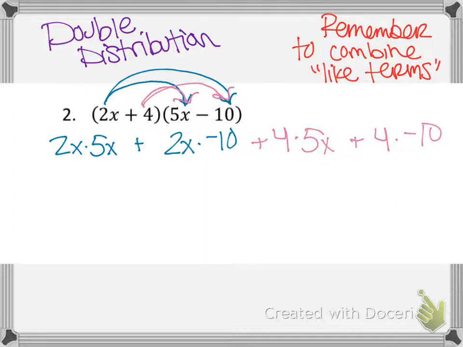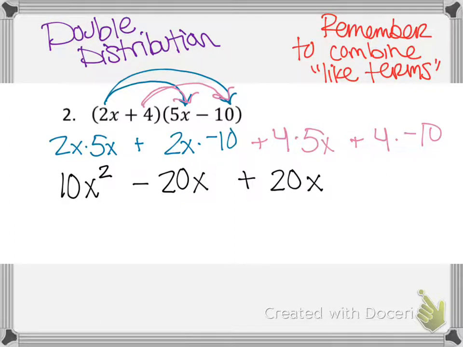So let's go ahead and simplify these. 2x times 5x is 10x to the second power. 2x times negative 10 is negative 20x. 4 times 5x is positive 20x. And 4 times negative 10 was negative 40.